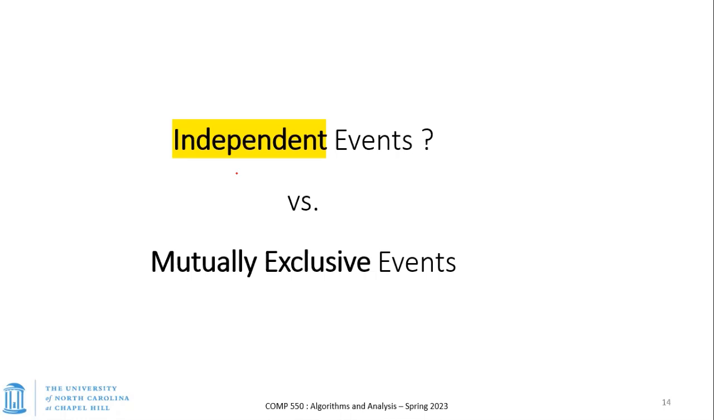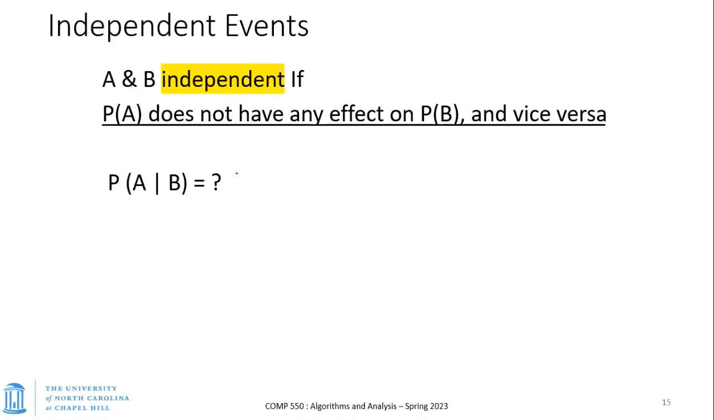Okay, very good. So that's one definition, and it's perfectly fine. In other words, if A and B are independent, the probability of A does not have any effect on the probability of B, and vice versa. So we're saying that these are two independent events.